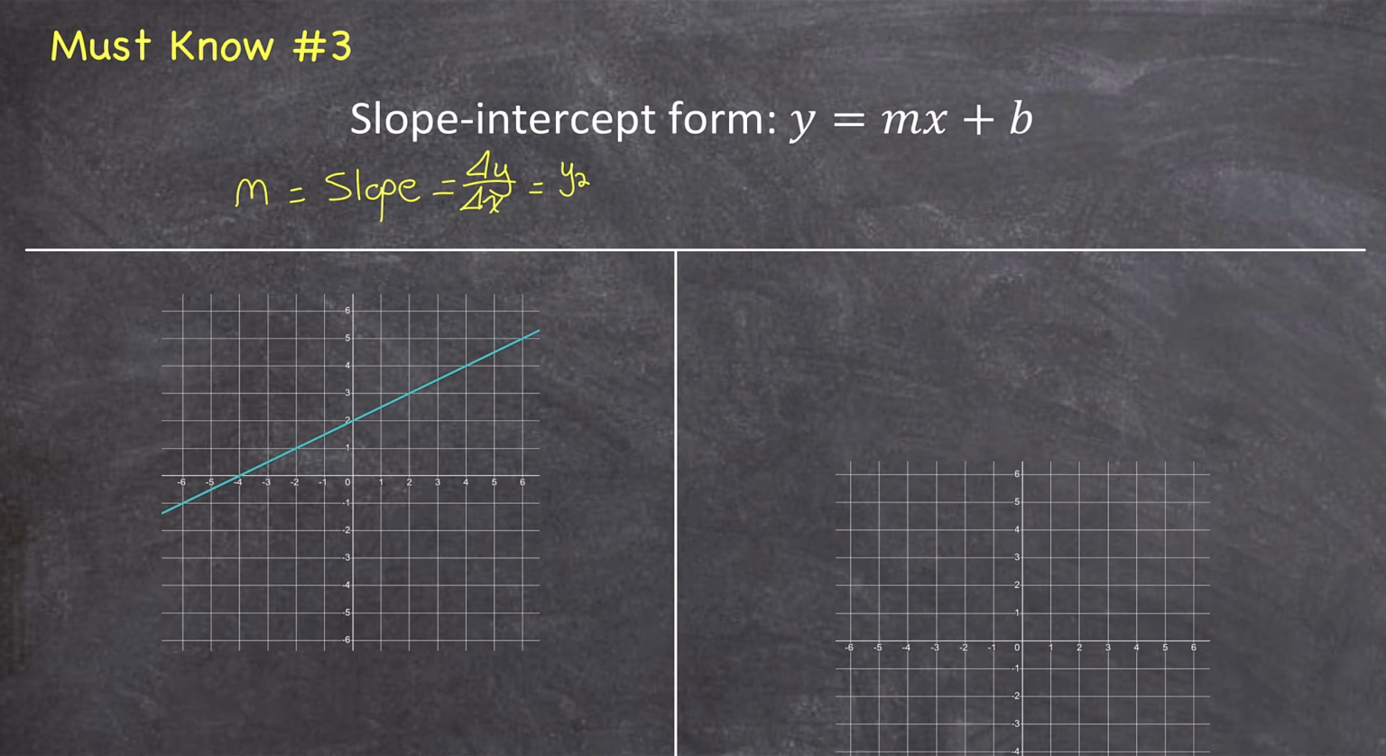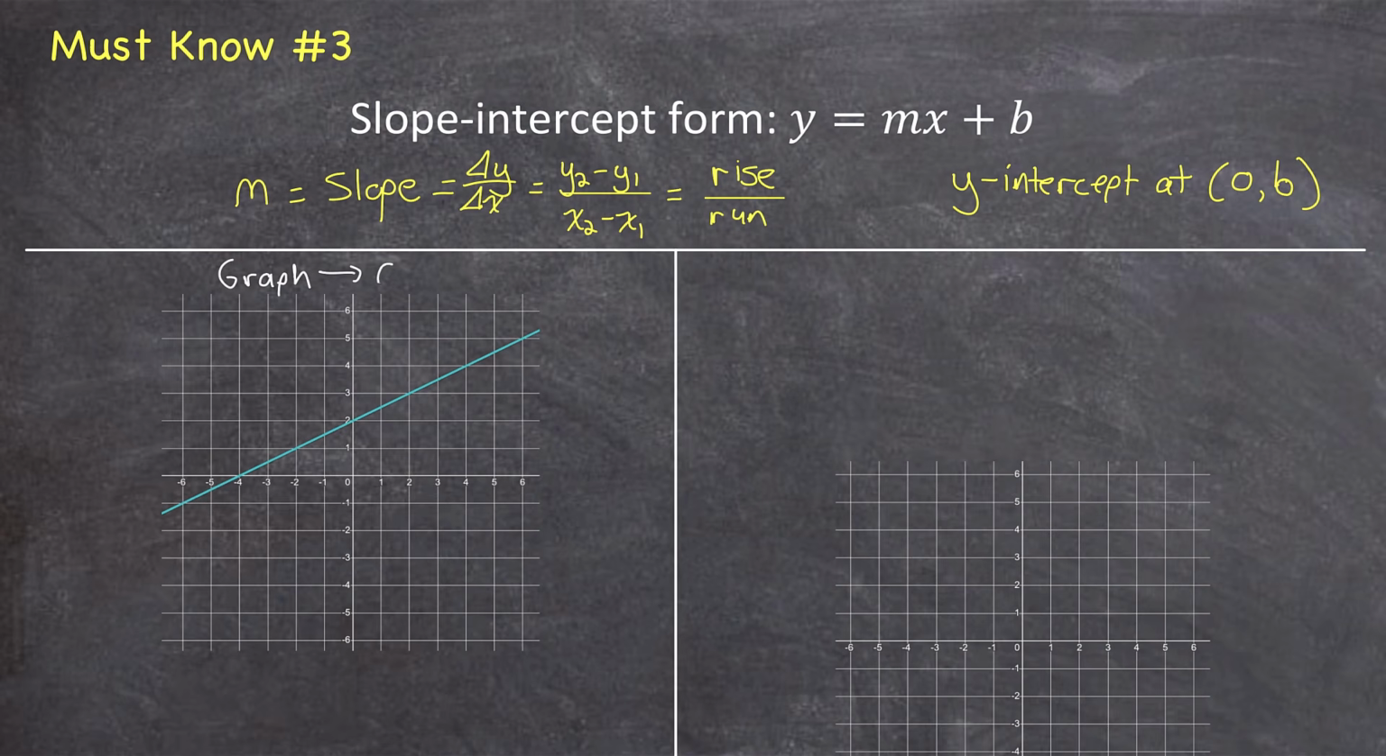If we have 2 points, we can find the difference in the 2 y values and divide it by the difference in the 2 x values, or graphically, we can just count the rise and the run and find their quotient. The b value in y equals mx plus b is the y-intercept of the line. So let's look at, if we have the graph of a line, how could we come up with its equation in the form y equals mx plus b?